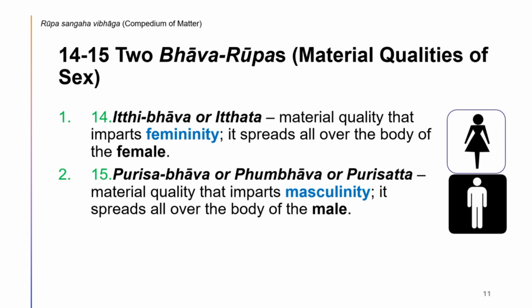Next one, very interesting. Should be Rupa, material qualities of sex. So you come to the quality of sex, you have only 2 kinds. Itthi Bhava, the material quality that imparts femininity, is spread all over the body of the female. Okay, take note, female got more extra than men. Then Purisa Bhava, the material quality that imparts masculinity, is spread all over the body of the male. So male should have what kind of character?